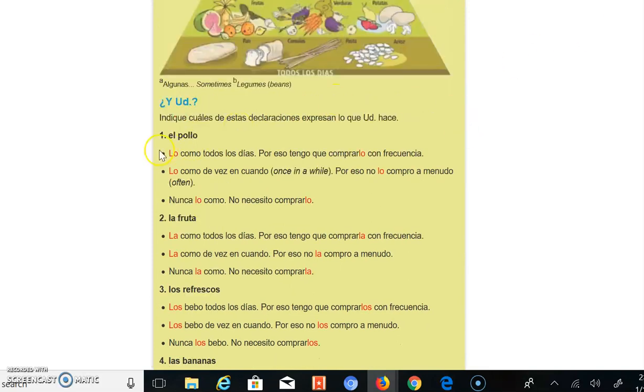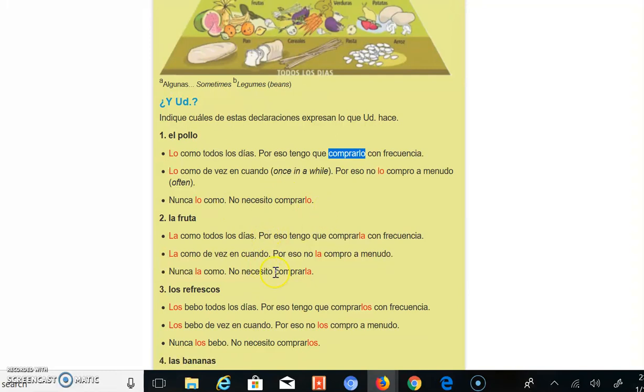It can go before the conjugated verb, like this is como, from comer, or it can be attached to an infinitive. And just for a preview for later, it can also be attached to a command. Like, for example, cómprelo, buy it. Nunca lo como, I never eat it. I don't need to buy it, no necesito comprarlo.